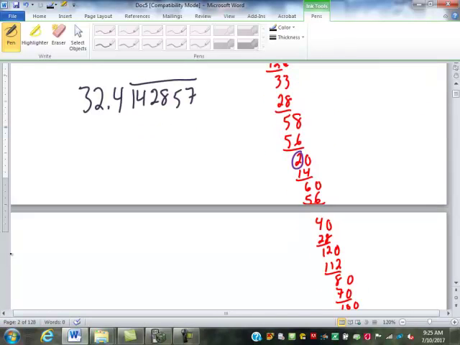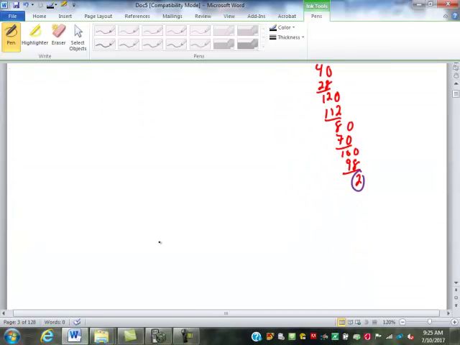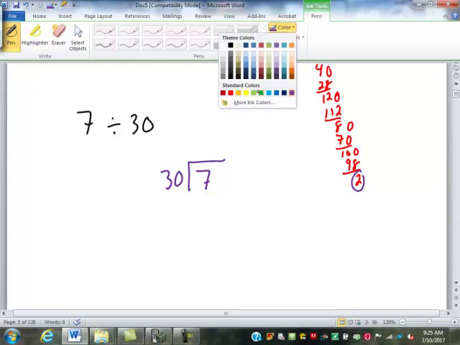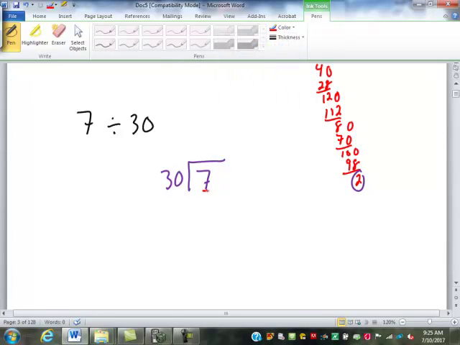Okay. Now the other thing I want to look at is, what if I am dividing something like this? 7 divided by 30. Does 30 go into 7? No, it does not. So I got to leave that blank there. But there isn't a next digit here. So what I have to do is add a decimal point, and now I can add that 0.